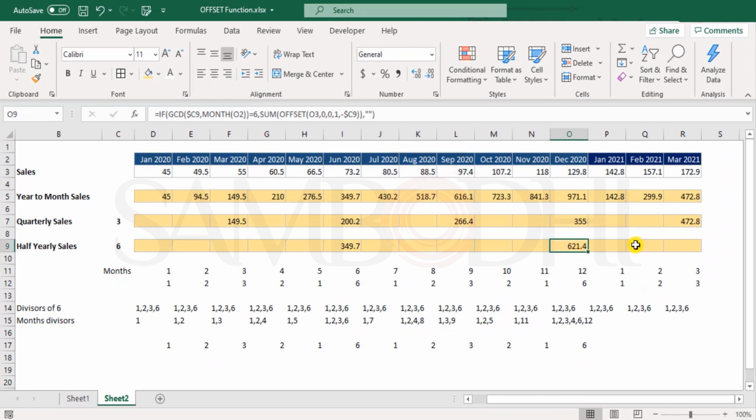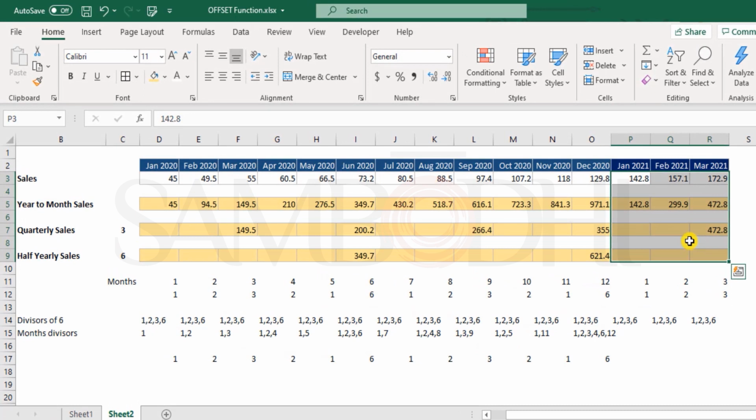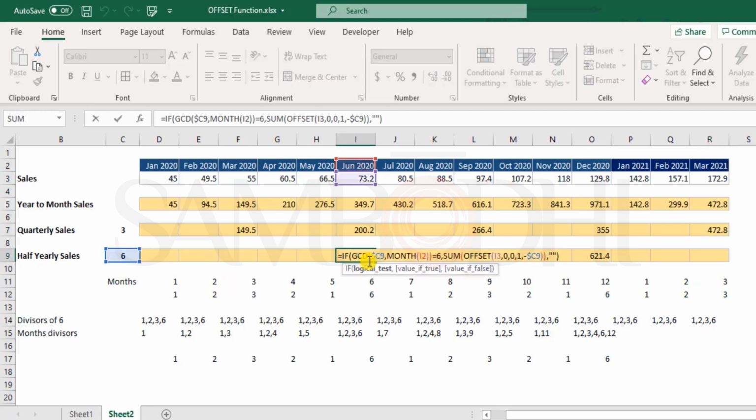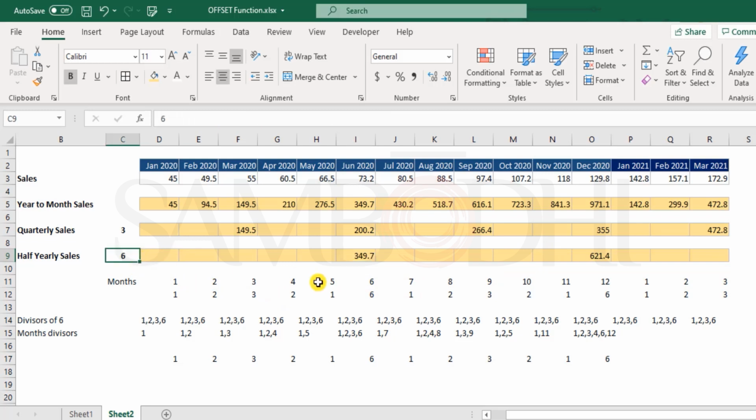621.4. That's it. So now that's an interesting one. Here we just have 3 months, so we were able to get a quarterly figure. But had we had 3 more months, then probably we would also get another 6 month set of data. And this is the beauty. The offset function can just help you select dynamically. Now, if I were to change, let's say here, instead of 6, if it was 3. Okay, what happened?